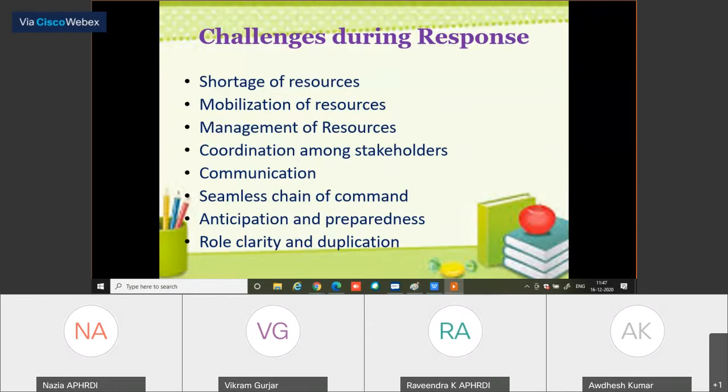As we all know, and I firmly believe in this, we must hope for the best and be prepared for the worst. That is where and when preparedness comes into account, and there should be role clarity, and there shouldn't be any duplication in orders. So this is the Incident Response System.